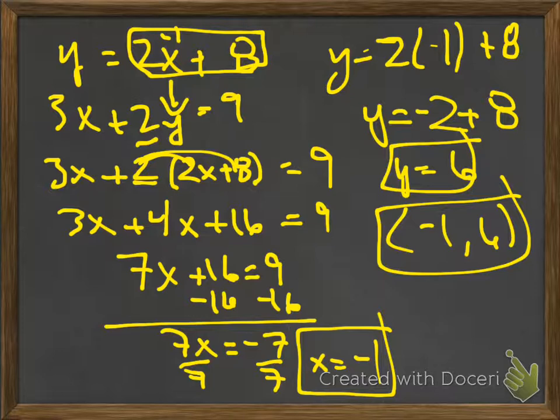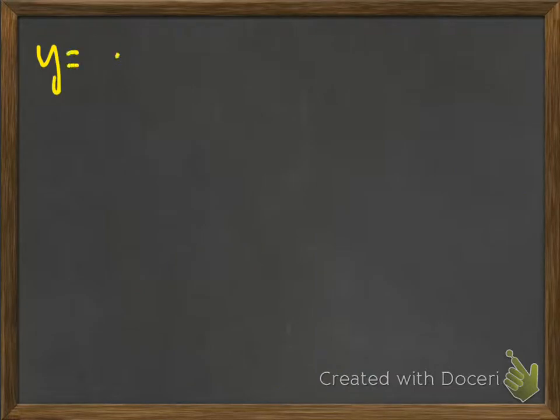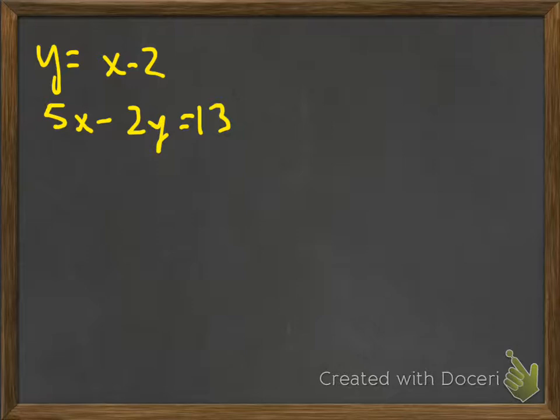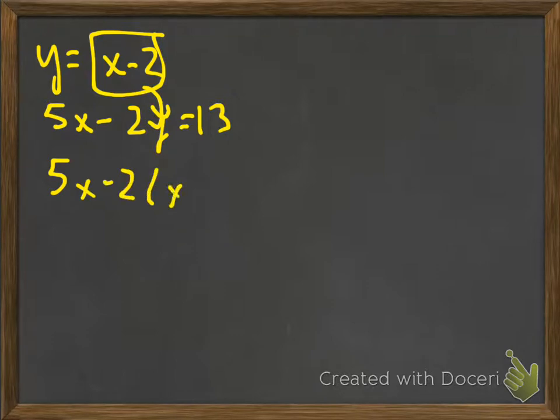Last example. Okay, so this last example, again, I'm trying to make sure you see this. We've got y equals x minus 2, and 5x minus 2y equals 13. And again, I'm saying y equals, so I'm going to go ahead and put the x minus 2 in place of the y. 5x minus 2 parentheses x minus 2, close it, equals 13. Then distribute. But again, be careful here. You're going to distribute by negative 2.